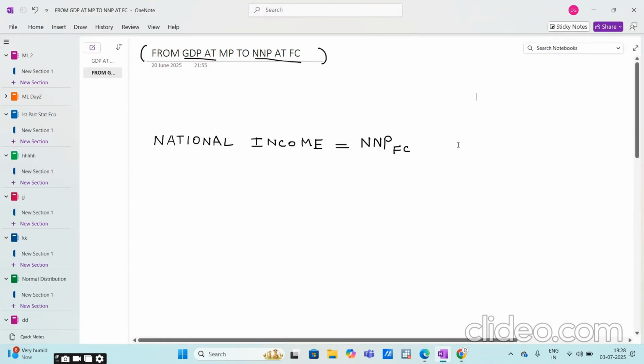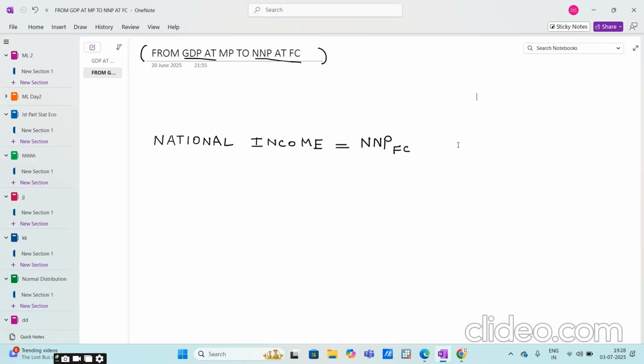Today we are going to discuss how to measure national income. In this discussion, there are basically three methods that we are going to discuss one by one. The first method will be the income method. Then we will discuss the expenditure method, and finally the product method or value addition method.